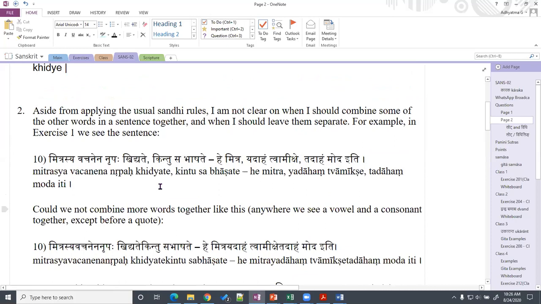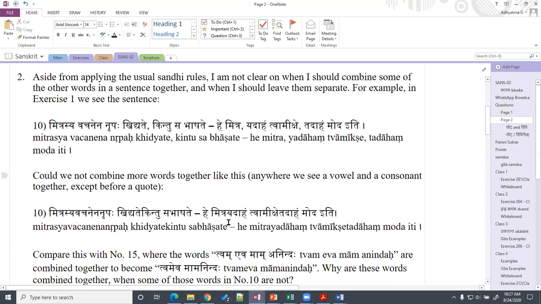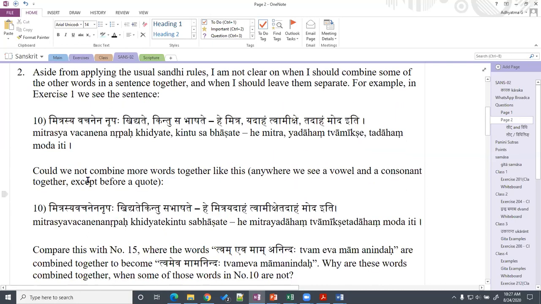So there is a question here. Aside from applying the usual sandhi rules, I'm not clear on when I should combine some of the other words in a sentence together and when I should leave them separate. For example, in the exercise, we see sentence 1: Mitrasya vachinena nrupah khidyate kintu sabhashate he mitra yadaham tvamikshe tadaham modayati. Could we not combine the words together like this? Anywhere we see a vowel and consonant together except before a quote.